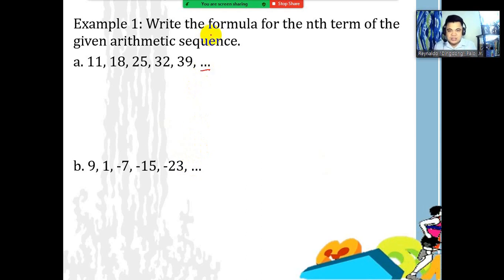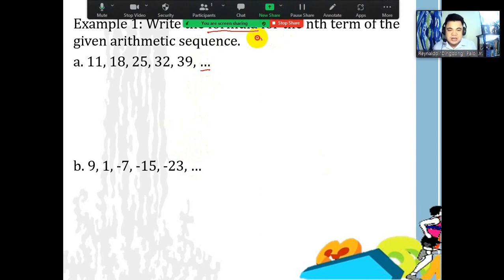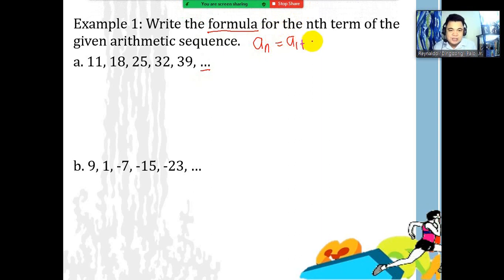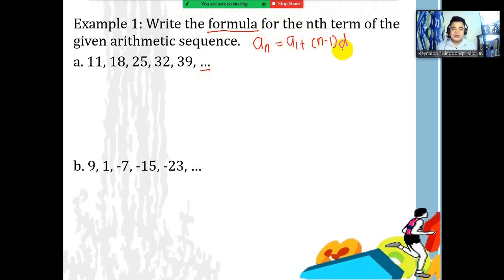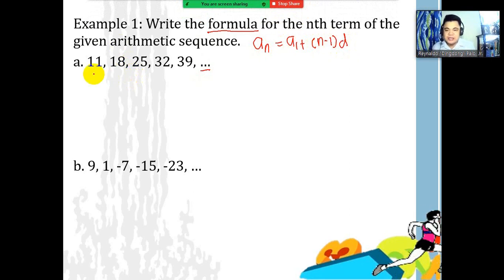So what's the question? In the instruction, we have to write the formula. In writing the formula, we will be using the general term of an arithmetic sequence, which is a sub n equals a sub 1 plus n minus 1 times d. This is the formula that we're going to use. Now, how are we going to write the formula? Given the terms of the arithmetic sequence, you just need to identify what a sub 1 is. And a sub 1 is the first term of the sequence, which is 11.